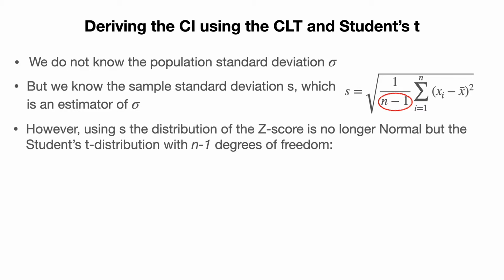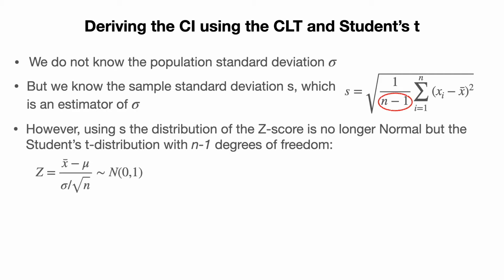So we have a way of estimating. The problem is that if we use this kind of estimator, if you use S instead of sigma, the distribution of this z-score is no longer normal, but now it's a student's t-distribution with n-1 degrees of freedom. That's how the student's t-distribution comes into play, because we cannot use sigma since we don't know it, but we can estimate it. And you see there, the n is connected to the sample size.